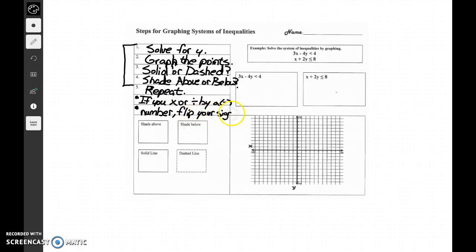That's a rule that we've been talking about for a while now, but I always make sure I bring that up because people always forget to flip their sign whenever they divide by a negative or multiply by a negative. So remember, anytime you multiply or divide by a negative, flip your sign.